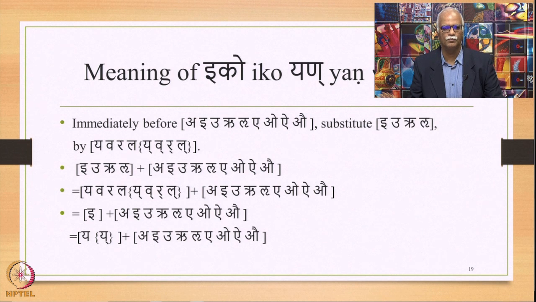To put it in the form of an equation, what we can say is, if you have E, U, Ru, Lu plus A, E, U, Ru, Lu, A, O, I, O, any of these, then after applying Iko Yanachi over here, you get the output in the form of Ya, Va, Ra, La consonants plus A, E, U, Ru, Lu, A, O, I, O. That is the output. To look at the individual example, if you have, let's say, E followed by any of these vowels, E is substituted by Y, that means the output that you get after applying 6177, you get Y consonant plus all these vowels. So this is how Iko Yanachi will be interpreted using the technique of Pratyahara.